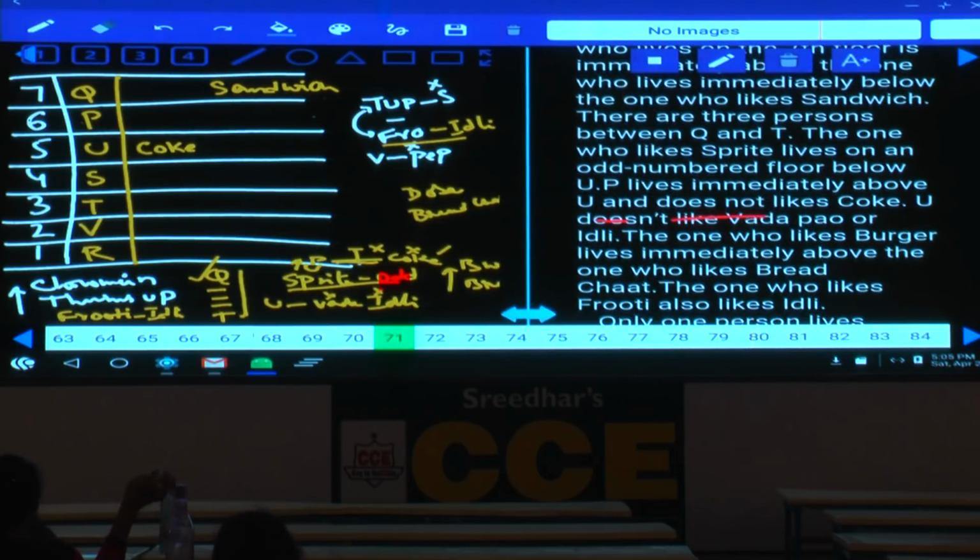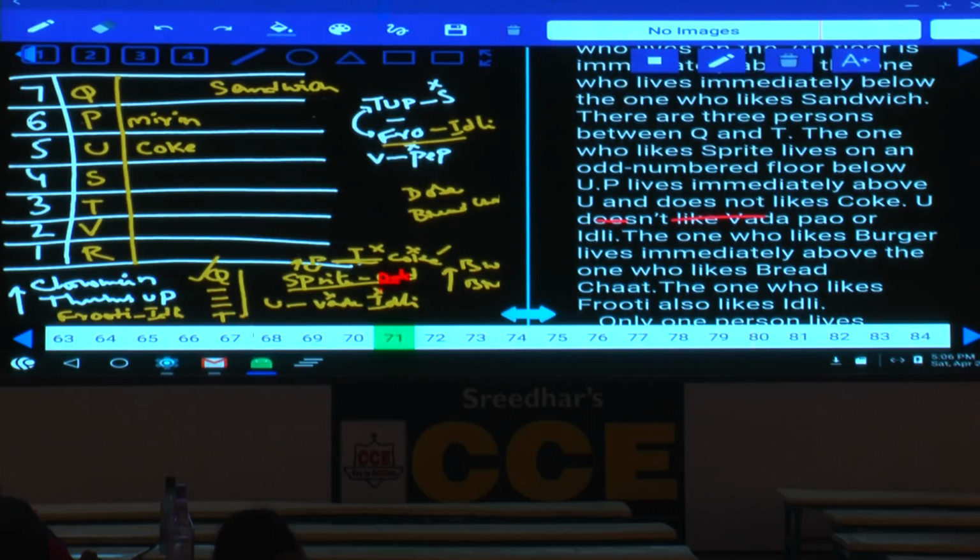Mirinda is immediately above Coke. As Mirinda is above Coke, this must be Mirinda. If this is Mirinda, then what is the other information after Sprite? And between thumbs up and fruity there must be exactly one, isn't it? Tell me where this thumbs up and fruity should be.